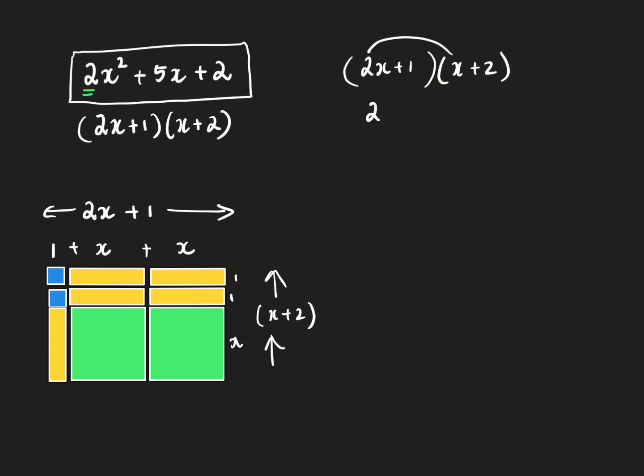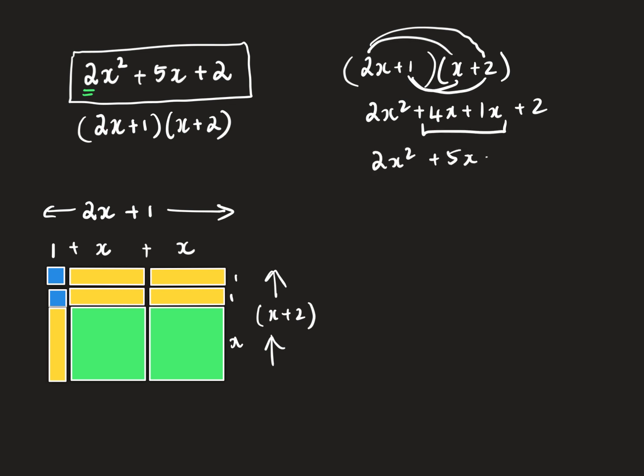2x times x, 2x squared. 2x times 2, 4x. 1 times x, 1x, or just x. 1 times 2 is 2. Combine these terms. Plus 5x plus 2.